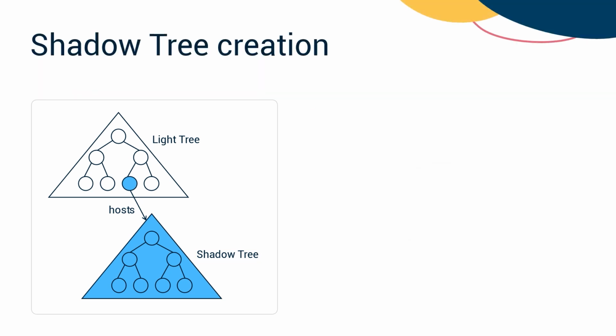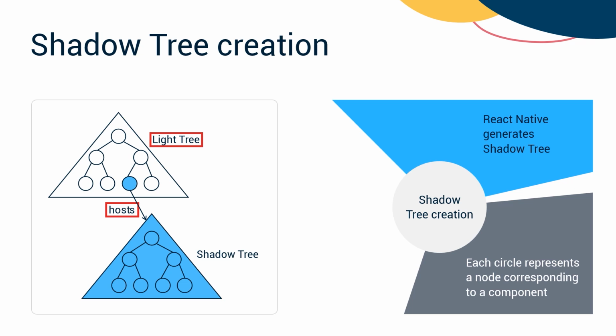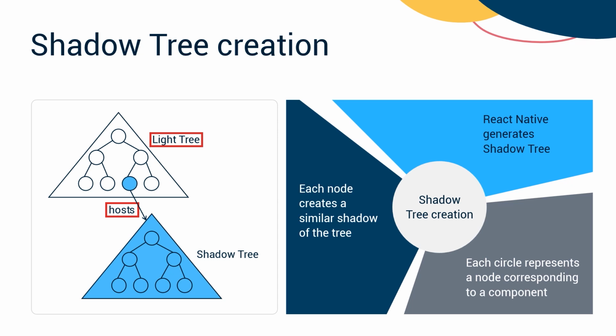The first step is shadow tree creation. As you define your code, React Native automatically generates a corresponding shadow tree. In this tree, each circle represents a node corresponding to a component such as a text tag or any other tag, creating a similar shadow of the tree. This shadow tree displays the simplified version of your app's structure.